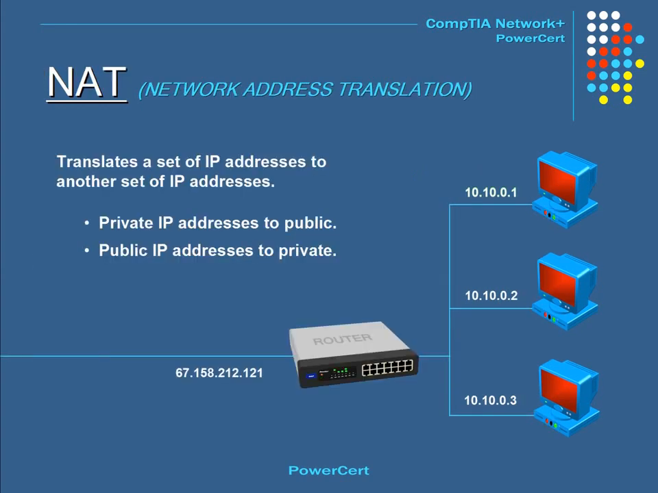This is called Network Address Translation, or NAT, and this is a service that is typically used in routers. And this is used to translate a set of IP addresses to another set of IP addresses. So for example, here we have a private network, and it's using a set of private IP addresses internally. Over here we have the router with its public IP address, and this router is running the NAT service. If a computer in this network wanted to communicate over the internet, it needs to translate its private IP address to the internet's public IP address.